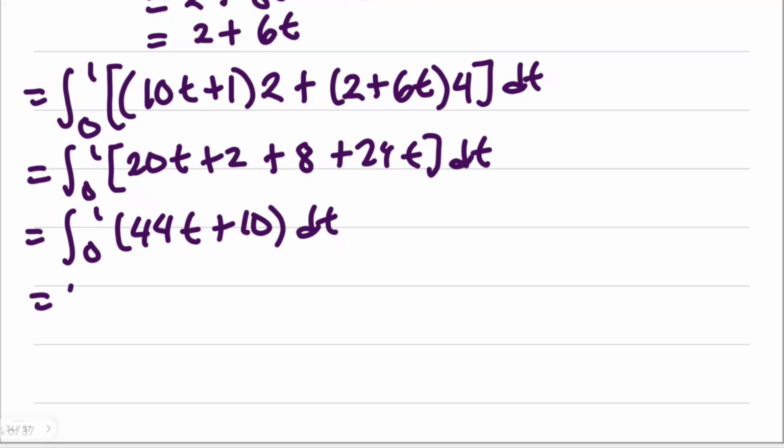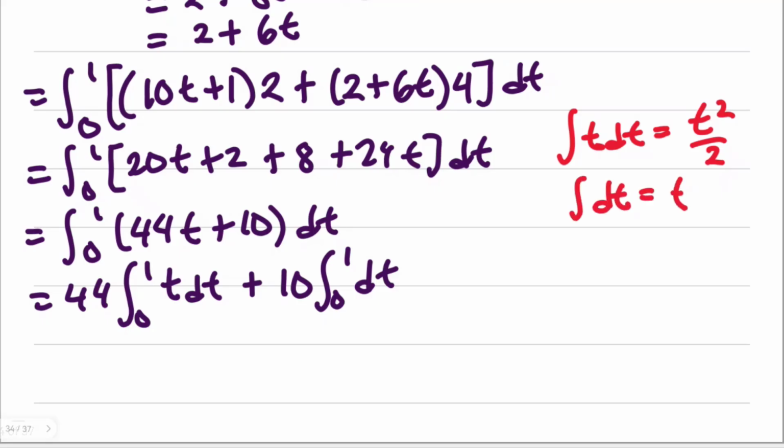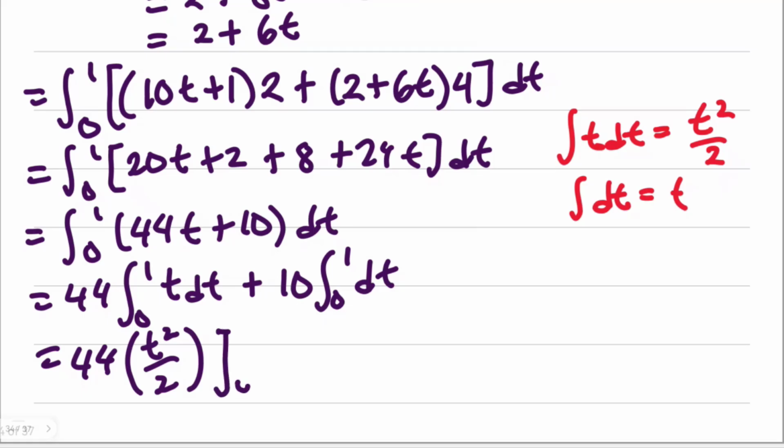Using the linearity property, 44 times the integral from 0 to 1 of t dt, plus 10 times the integral from 0 to 1 of dt. We know that the integral of t dt is t squared over 2, and the integral of dt is just t itself. So we will have here 44 times t squared over 2 from 0 to 1 plus 10 times t from 0 to 1. You can of course simplify this. We'll have here 22.